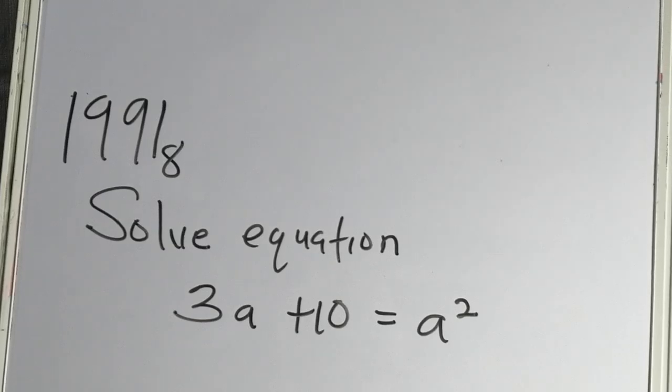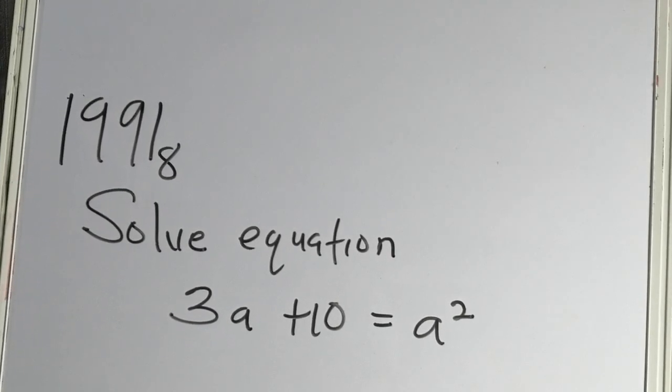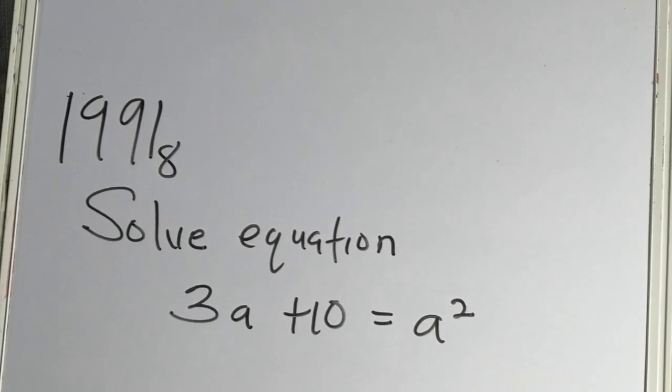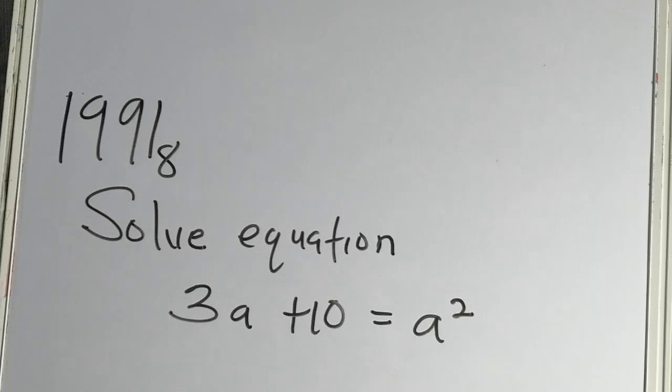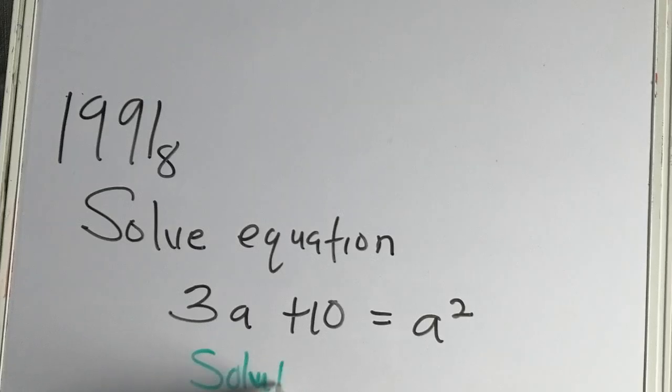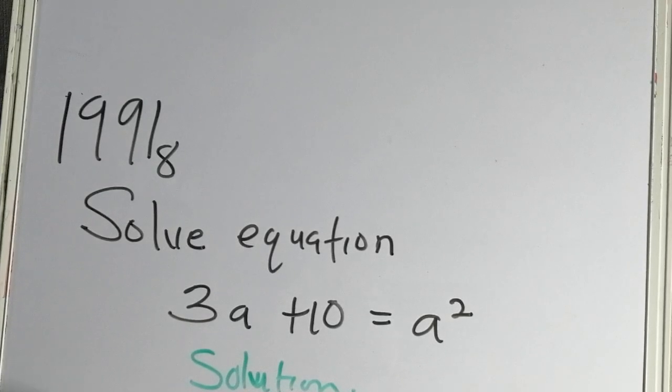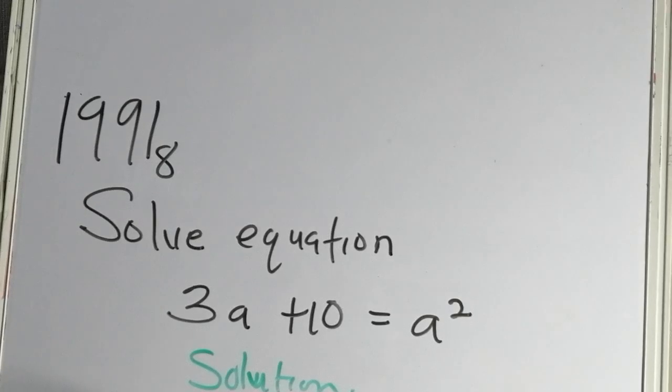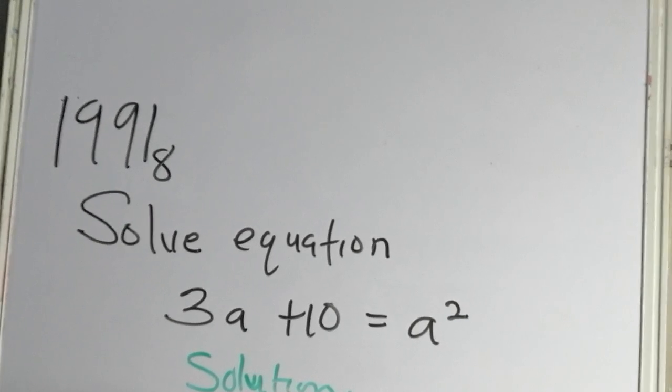If you look at what we posted, you see that we are following it in order. This is under the second topic that I treated, which is factorization. So we're going to solve this straight to the point. That's the solution. We have 3a plus 10 equals a square.